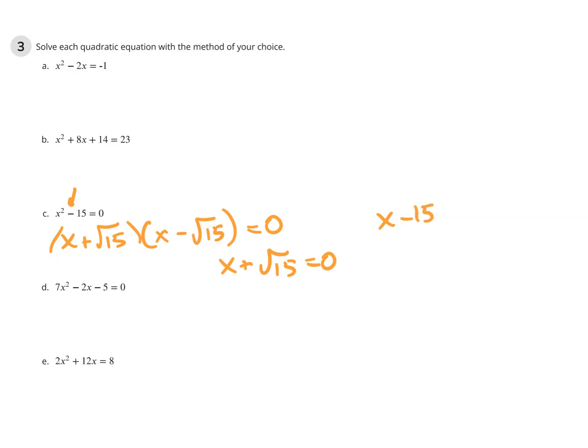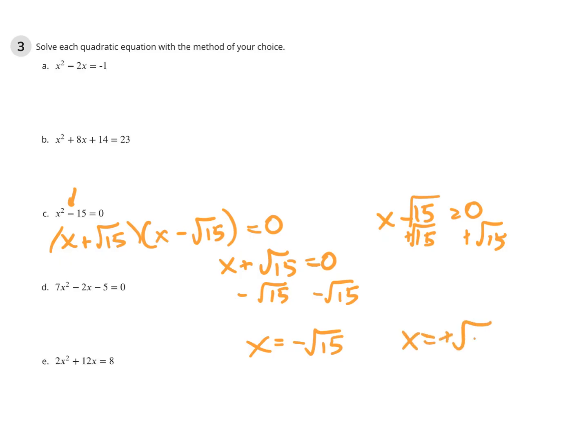Minus 15 equal to 0. Add root 15 to both sides. Subtract root 15 from both sides. x equals negative root 15 and x equals positive root 15. And it would have probably been shorter just to add the 15.